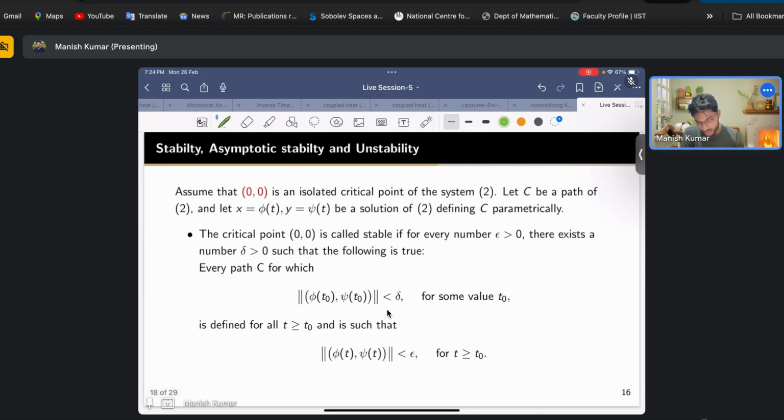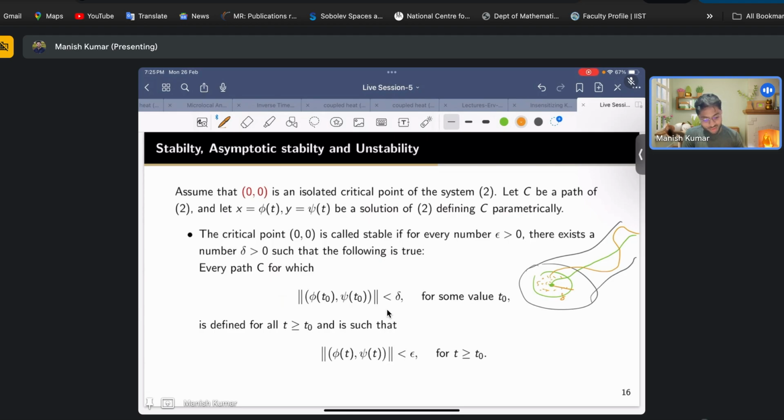Now this I have already explained in the earlier session, so I'll just skip this part. You remember this diagram: if this is the initial point and this is the curve, stability means that there should exist a neighborhood like this such that if you choose any point from this delta neighborhood, then for this epsilon neighborhood there should exist a delta such that the solution remains in this epsilon neighborhood. That's it. This is what stability means.